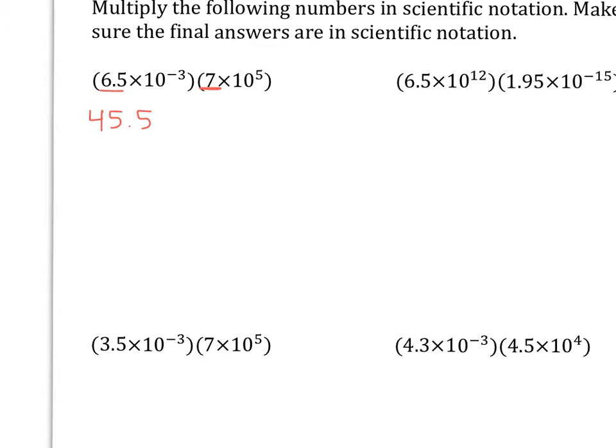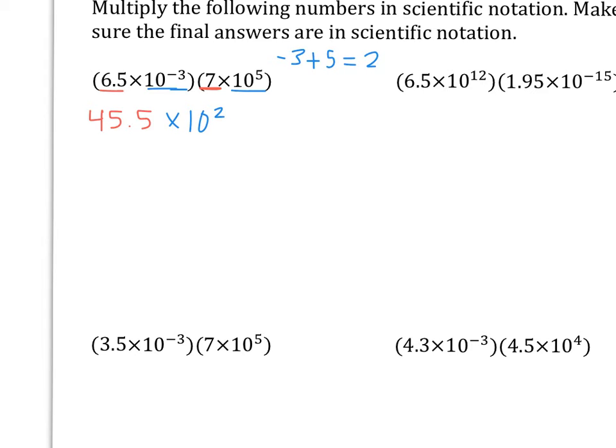Good work. Now, with my exponents with the same base here of 10, if you recall back from our beginning monomials unit, when I multiply exponents with the same base, I really just add their powers. So I have negative 3 plus 5, which is 2. So this is times 10 to the second.